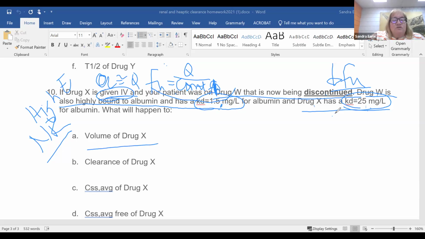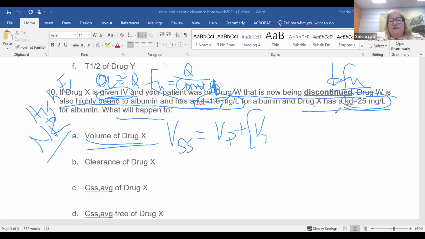All right, volume of drug X. So what's going to happen to the volume of drug X? We're focused on this part about the binding changes. We know our drug X is going to have higher binding, which means a smaller fraction unbound, and therefore a decrease in volume of distribution, right?